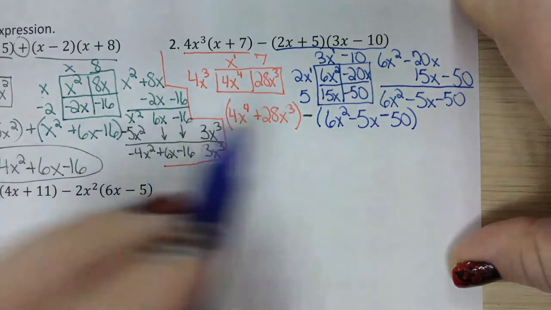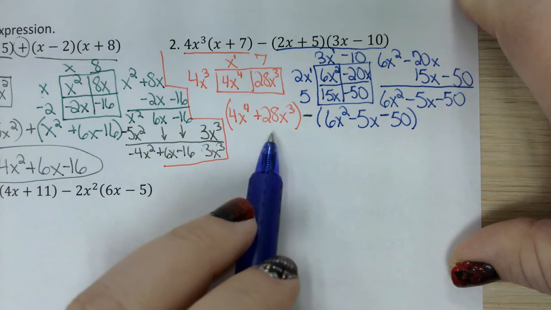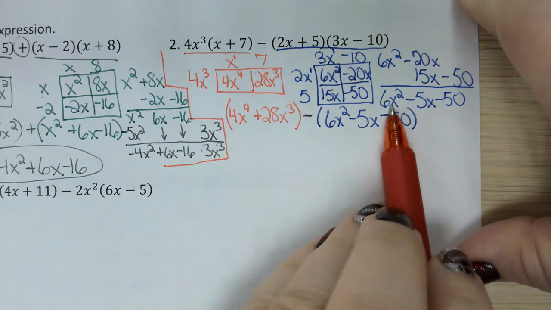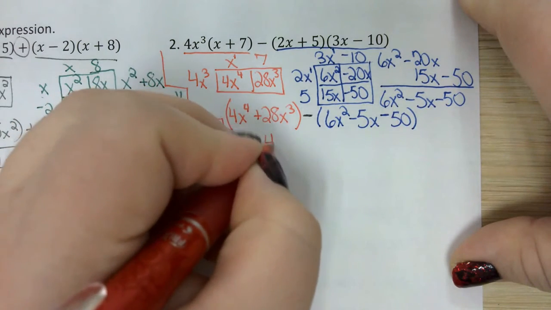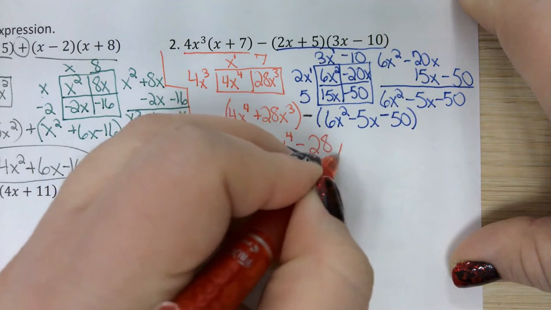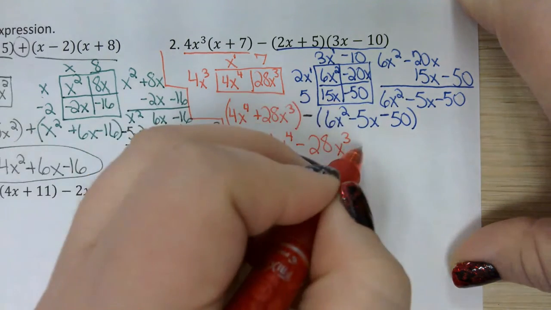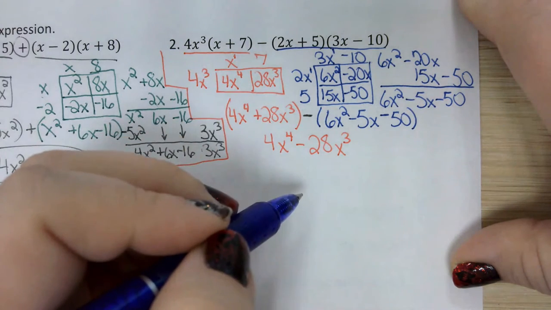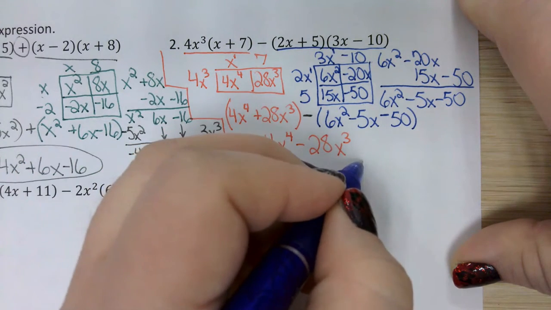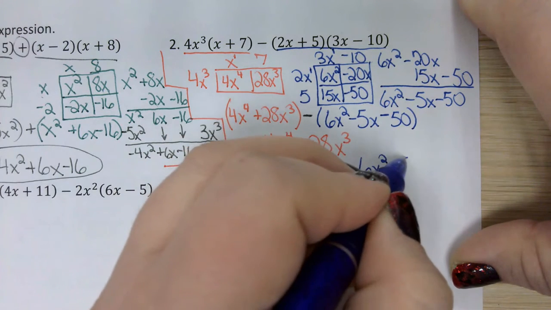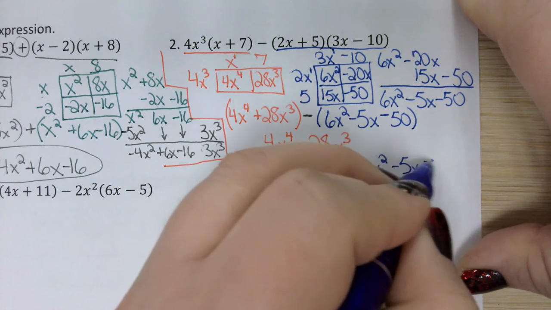And remember, this is the point that should look like our first standard, where we just combine like terms. So you write your first polynomial. I can't use this one because remember it's subtraction. So 4x to the fourth minus 28x cubed. And in the second one, I'm going to line up my like terms. Guess what? There's nothing like for 6x squared. There's nothing like for negative 5x. There's nothing like for negative 50.